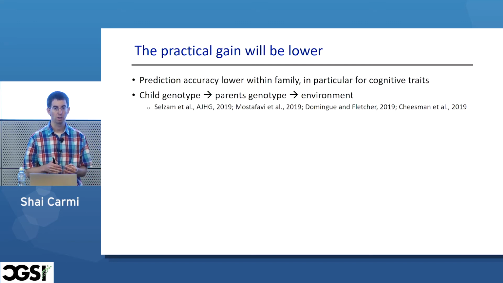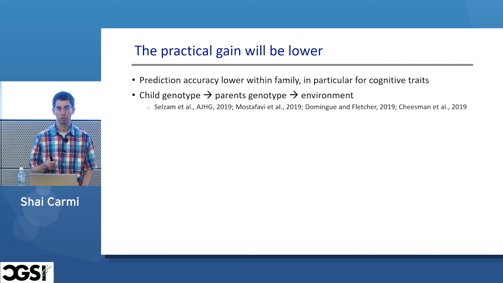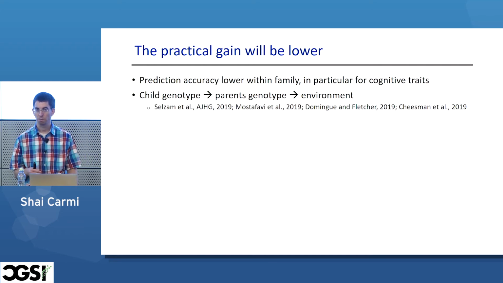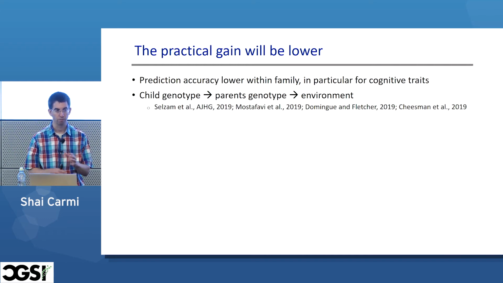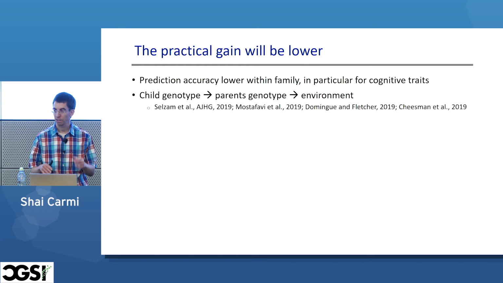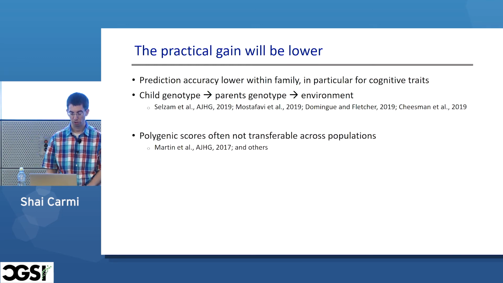So in unrelated individuals, when we predict intelligence, we're actually also predicting some of the environment that the parents provide for their children. But within a family, all the children have the exact same environment. So prediction accuracy is actually much lower. This is an evolving topic nowadays, but definitely it will significantly limit the gain that we expect to get from such procedures.